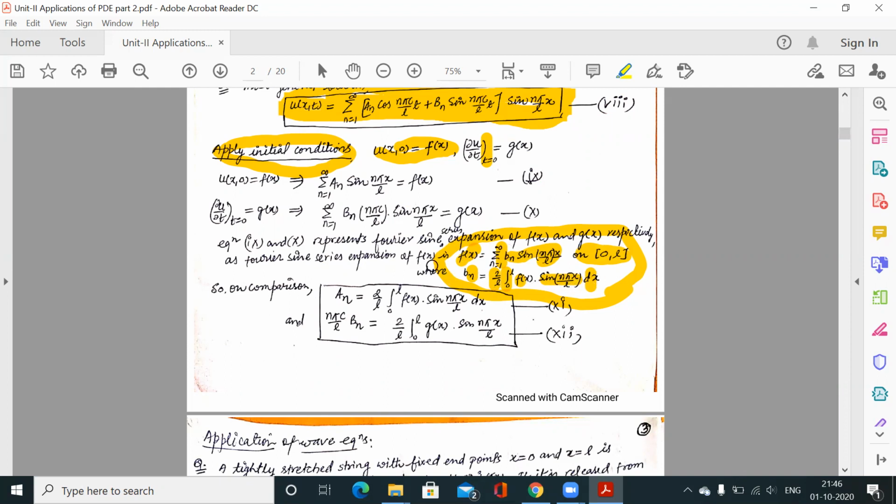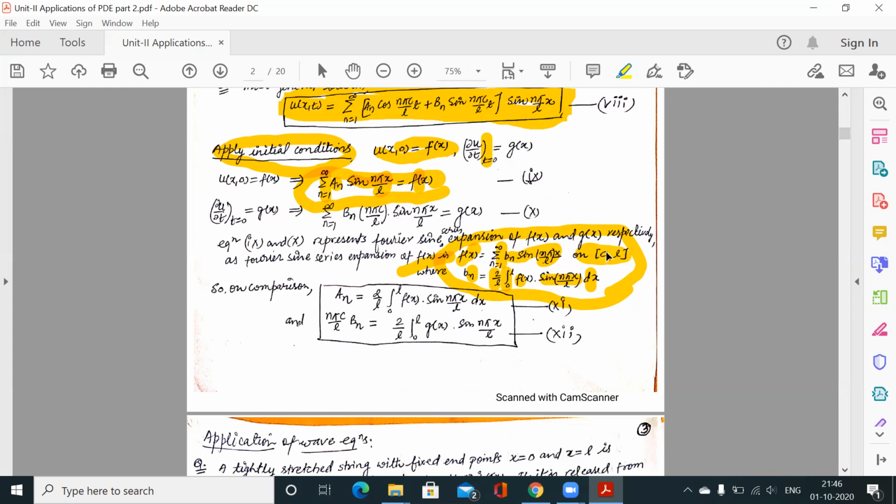So if we compare our solution with this, f(x) is equal to the summation from n equal to 1 to infinity of a_n sin(n pi x by l). Clearly this is equivalent to this. So this is also a Fourier sine series, and again we have the interval 0 to l because the length of the string is l. So x varies from 0 to l.